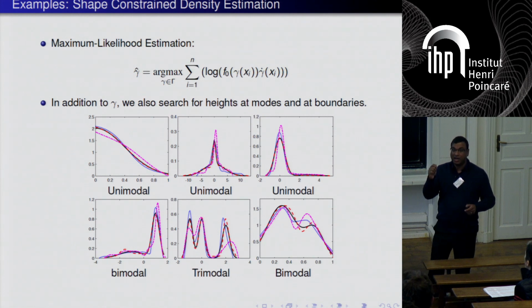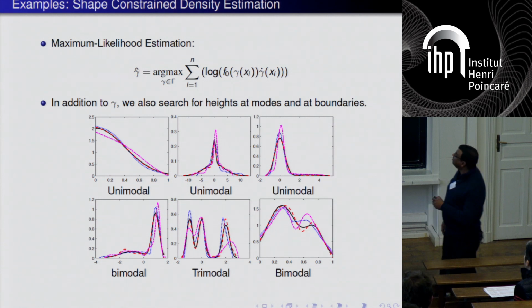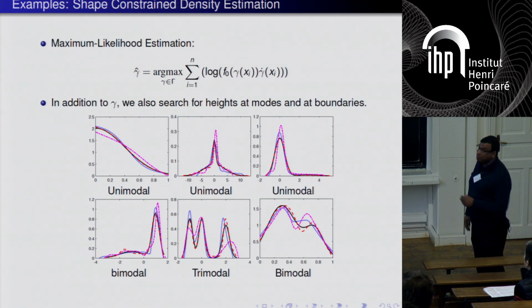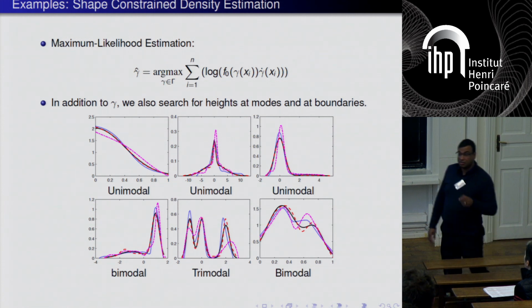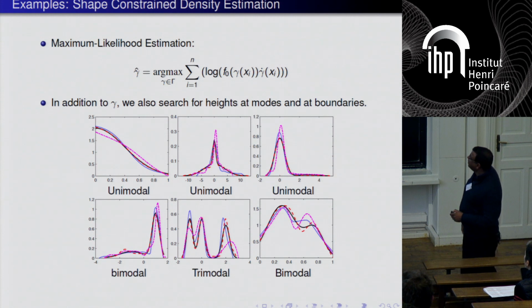So you can get a bimodal estimator, but it's by no means optimal in any sense. Here what we are saying is, among all bimodal densities, give me the one which has the maximum likelihood. So this is actually a maximum likelihood estimator with the shape constraint. So here are some examples.